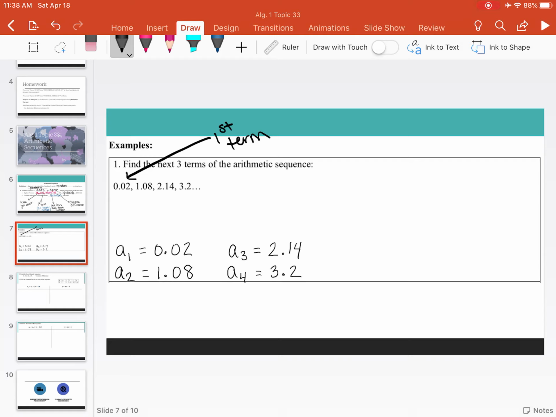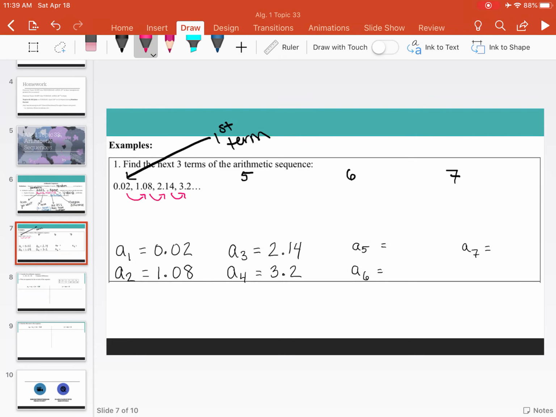Now, in order to get to the next three terms, we want to identify, okay, what is term number 5 going to be, term number 6, and term number 7. So we want to figure out a sub 5, a sub 6, and a sub 7. In order to do this, though, we need to identify what the common difference is. Now, the common difference is what are we using to jump from one term to the next?